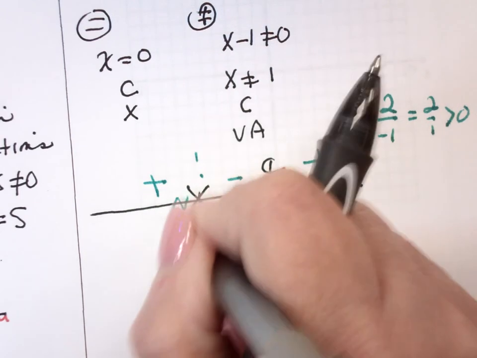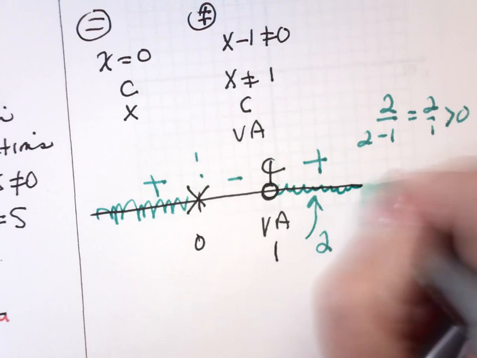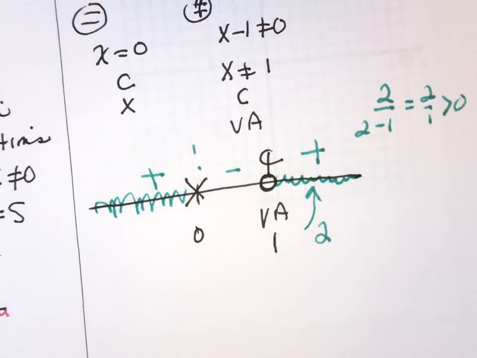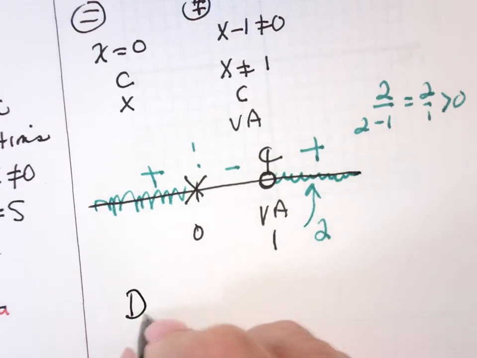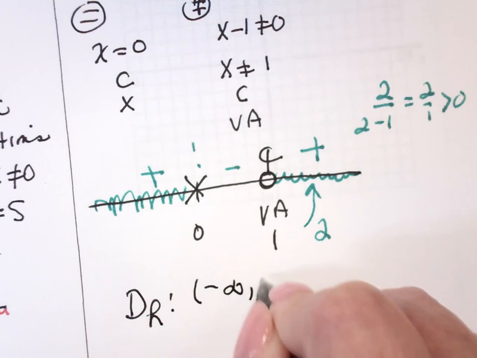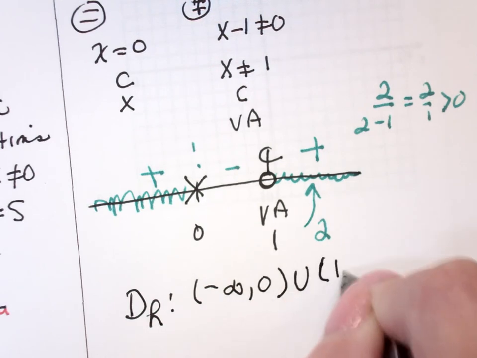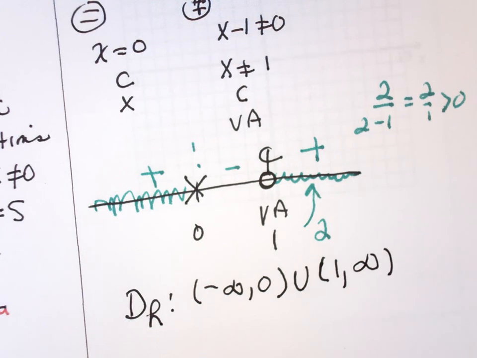So here's your answer right here. You could pull a test point from every region. That would work out too. So here the domain of H is minus infinity to 0 union 1 to infinity. It's almost everybody except that little interval between 0 and 1.